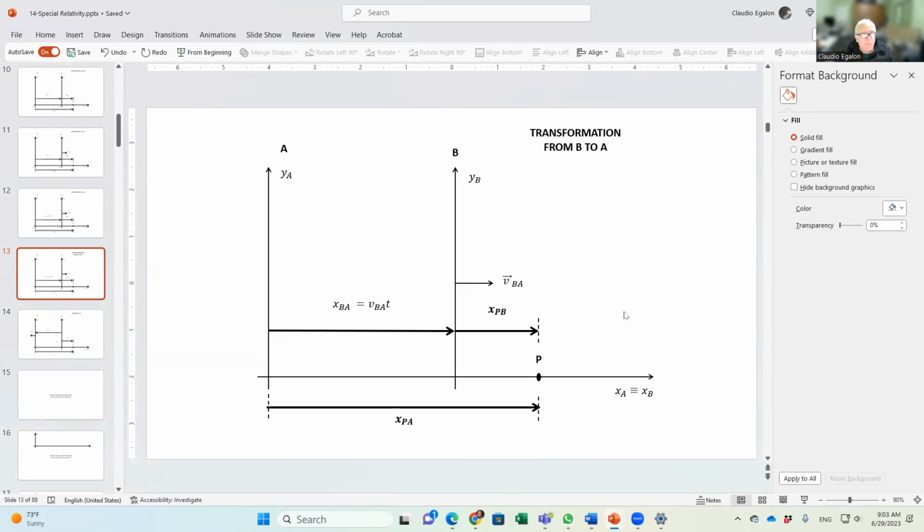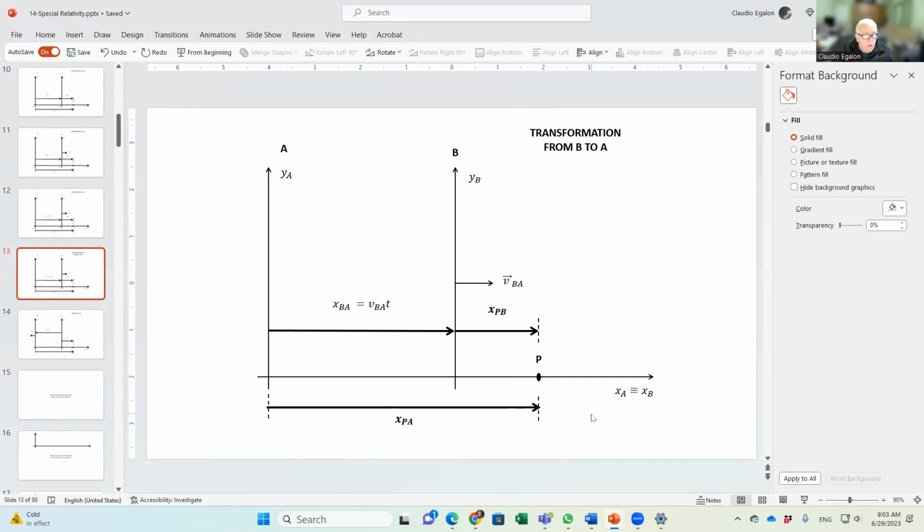No, it's not VP of B. VP of B is the other. Don't forget, P is the point, right? So here you go. We have this point P here that is in this referential. And then what we're doing is measuring the position of this point P with respect to different referentials.